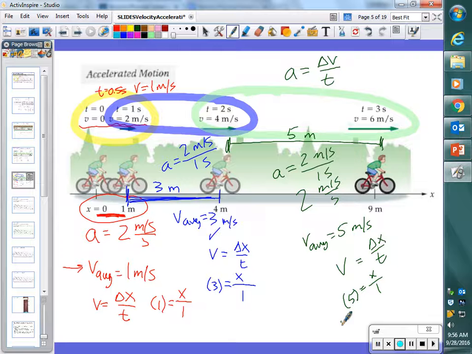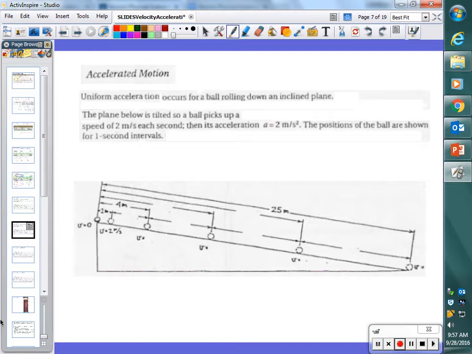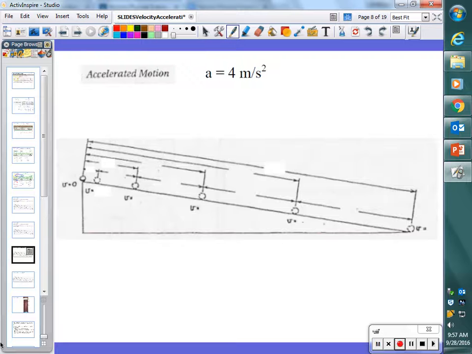Okay. Let's apply these concepts to a new situation. Flip it to the next page, or the back of the first page in your packet, and let's take a look at the second one down. So, here's a picture of a ball rolling down a ramp. The ramp is tilted so that the acceleration that the ball experiences is 4 meters per second squared.